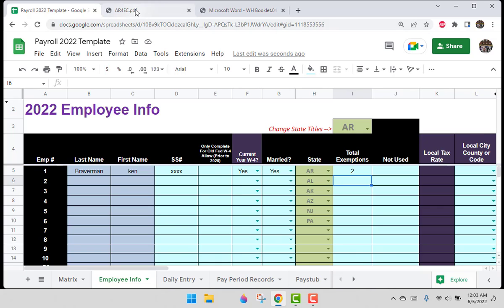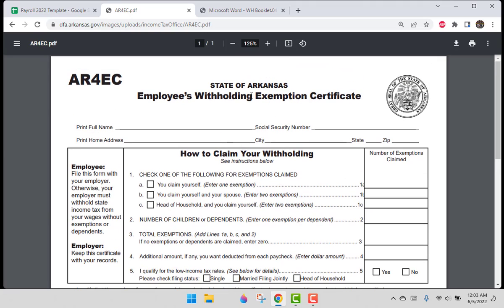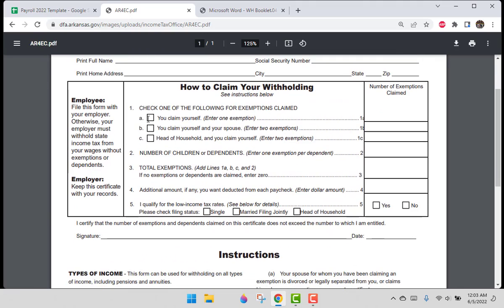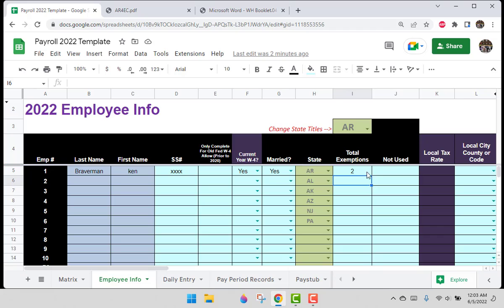So in Arkansas, you're going to have your employee fill out a form AR4EC. It's the Withholding Exemption Certificate. It's going to ask them some questions about whether or not they claim themselves for an exemption, what their status is. They'll put 2 exemptions here. If they have any children or dependents, they'll put that there. And you'll add it all up and you're going to get a number of total exemptions. And that's the number that you put right here under total exemptions when you look at an Arkansas employee.